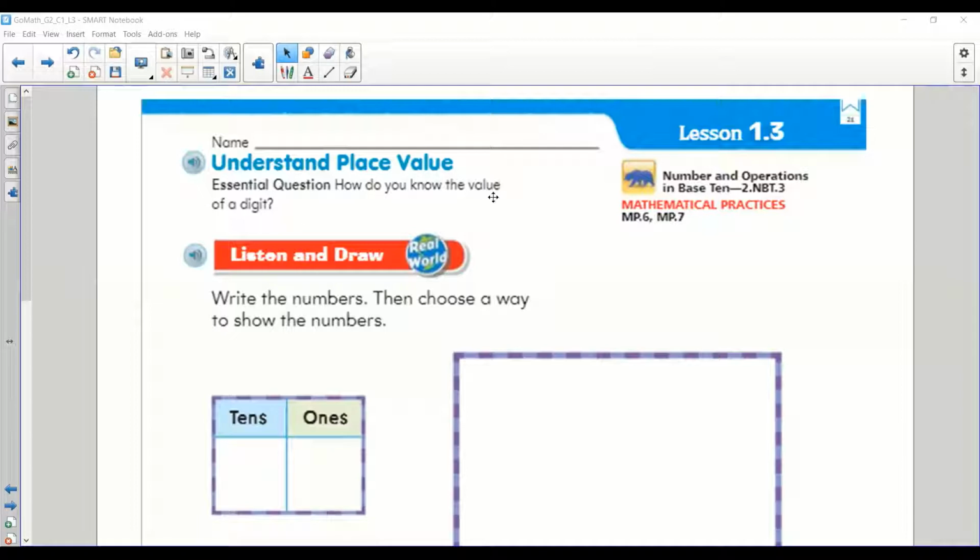So there's a couple words that we want to go over. Value, and that means how much something is worth. And digit. A digit is a number between 0 and 9. So the numbers 0, 1, 2, 3, 4, 5, 6, 7, 8, and 9 are digits. Let's look at those digits real quick.